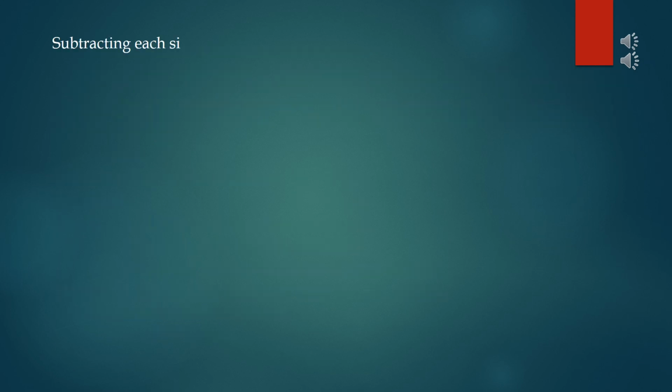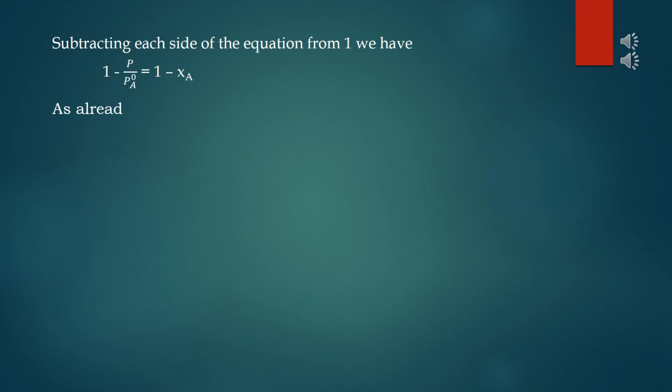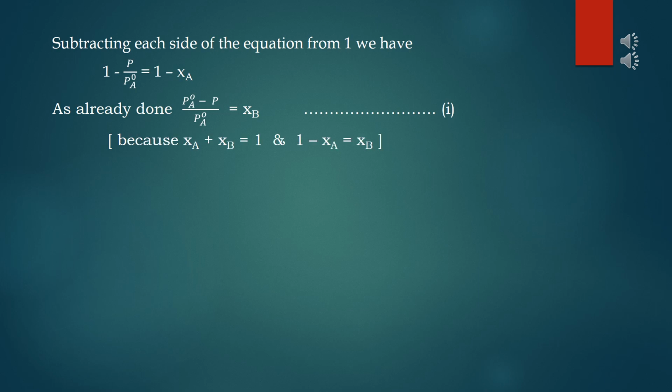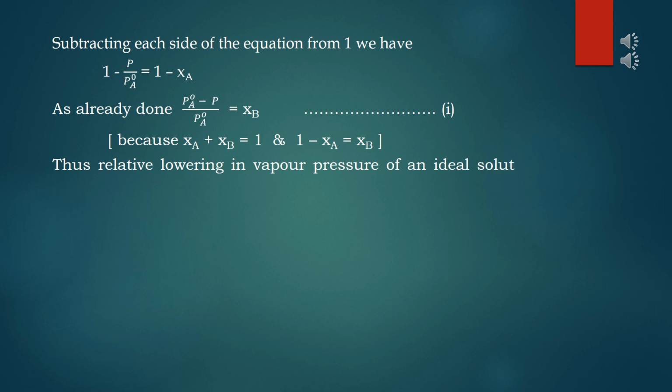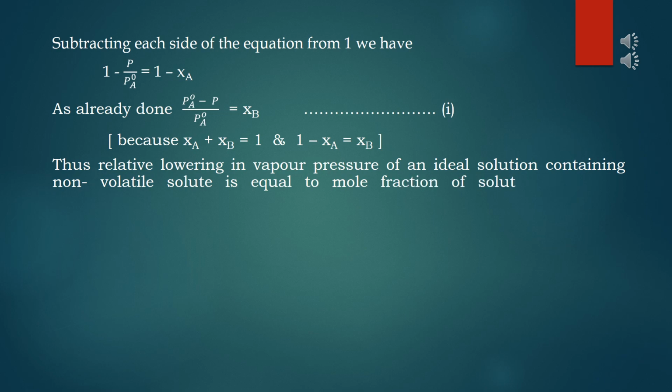Subtracting each side of the equation from 1, we have 1 minus P upon PA naught is equal to 1 minus XA. So, (PA naught minus P) upon PA naught is equal to XB. That is equation number 1. This is because XA plus XB is equal to 1, or 1 minus XA is equal to XB, so we put XB instead of 1 minus XA. Thus, the relative lowering in vapor pressure of an ideal solution containing a non-volatile solute is equal to the mole fraction of solute at a given temperature.